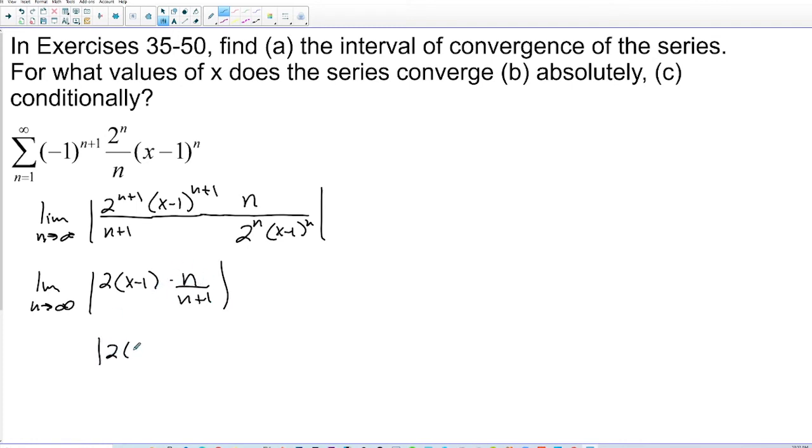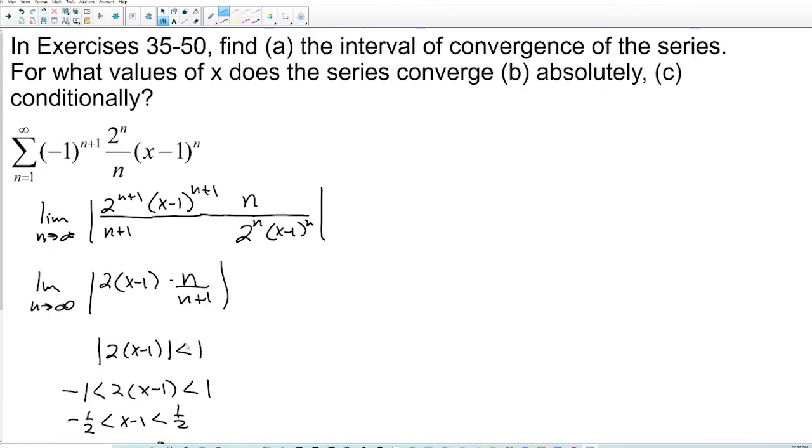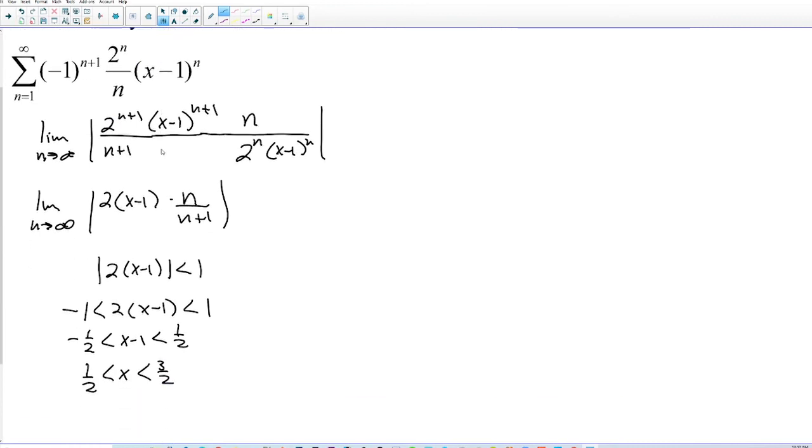The absolute value of 2 times x minus 1 is less than 1. Negative 1 is less than 2 times x minus 1 is less than 1. Divide by 2. Negative 1/2 is less than x minus 1 is less than 1/2. And then add 1. 1/2 is less than x is less than 3 halves. So one of these should make the parentheses 1. The other one should make this negative 1 in the end. I guess not the parentheses, but when we do all the canceling.